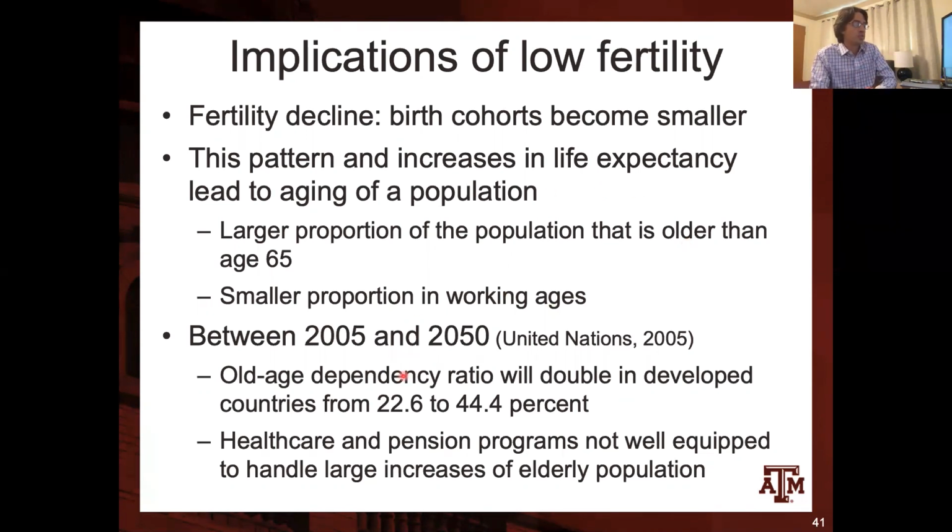Between 2005 and 2050, the old age dependency ratio will double in developed countries. The total dependency ratio is the number of children plus the number of older people, divided by the number of people in working age. Healthcare and pension programs not well equipped in some of these countries will have to deal with the pressure and the needs of this elderly population. So if the countries don't get ready now, they will suffer the pressure of an elderly population needing healthcare and pension programs later.